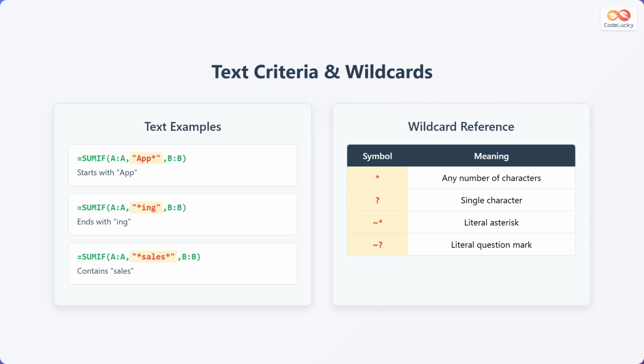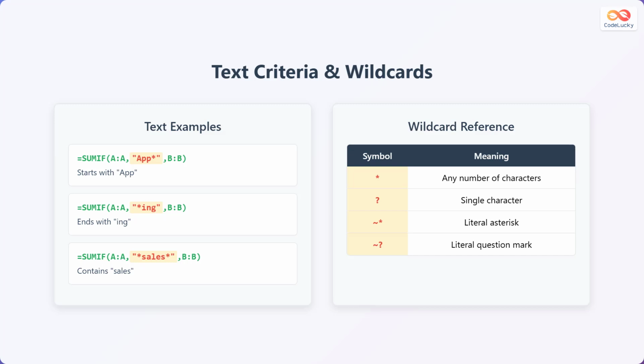To sum values where column A ends with ing, the formula is =SUMIF(A:A,"*ing",B:B). To sum values where column A contains sales, the formula is =SUMIF(A:A,"*sales*",B:B).